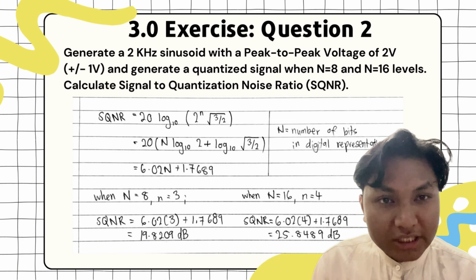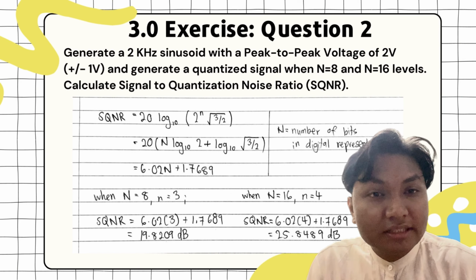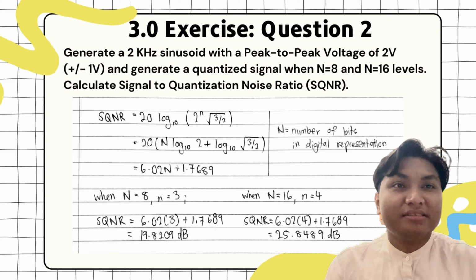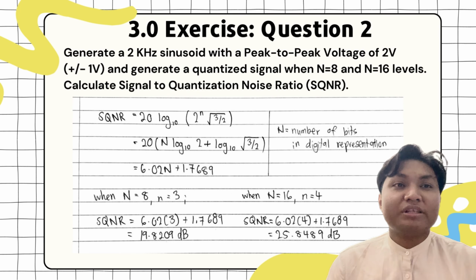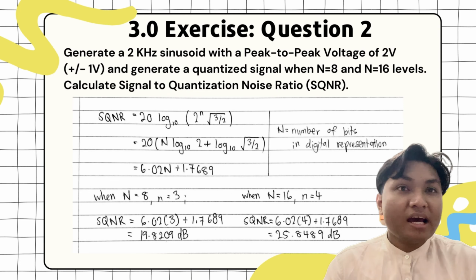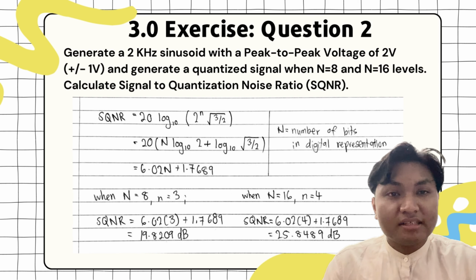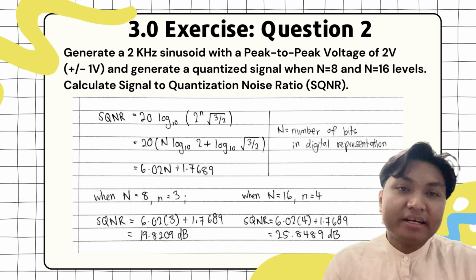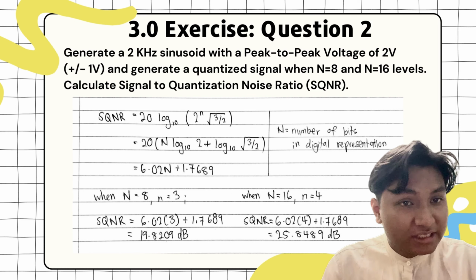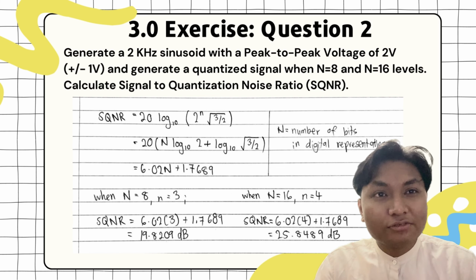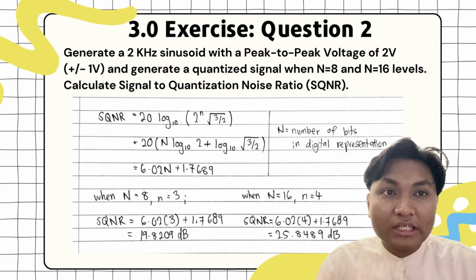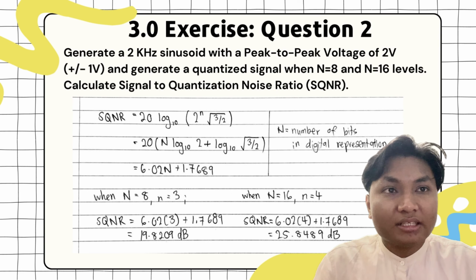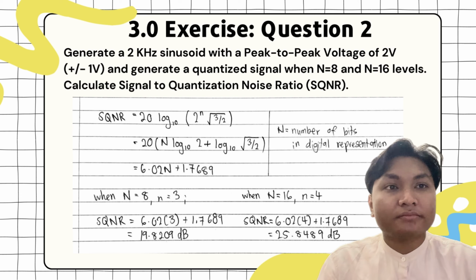Hello everyone. Today I will be explaining about the calculation of SQNR. The signal to quantization noise ratio, SQNR, is a ratio that measures how well the signal is represented compared to the errors introduced by the quantization process. We start the calculation with the SQNR formula, which is 20 log 10 of 2 power n times square root 3 over 2.